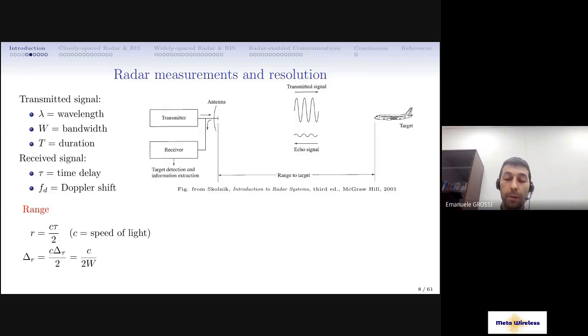Denoting c the speed of light, c times tau is the distance traveled by the wave to reach the target and get back to the radar. So the range to the target is just c times tau divided by 2. And this is the measurement that a radar usually takes. The accuracy of the range measurement is related to the accuracy with which we can measure the delay, which is in turn determined by the signal bandwidth. We indeed need a large bandwidth to have a small error in the delay estimation process. So the uncertainty in the range measurement is just c divided by 2W.